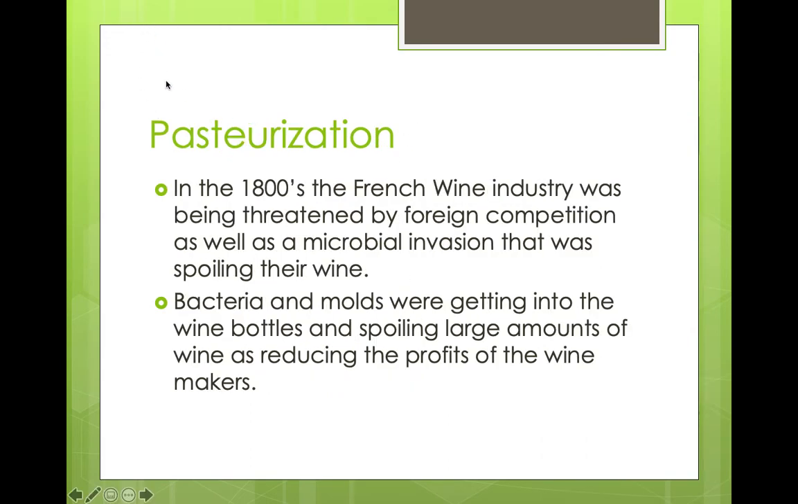The other way that humans have developed to keep bacteria out of food and our drinks is pasteurization. Pasteurization was developed by Louis Pasteur in the 1800s in France. If you know anything about France, they're known for their wine industry. And if you know anything about wine, it's stored in wooden barrels. They also use glass bottles, so those wooden barrels are emptied into glass bottles.